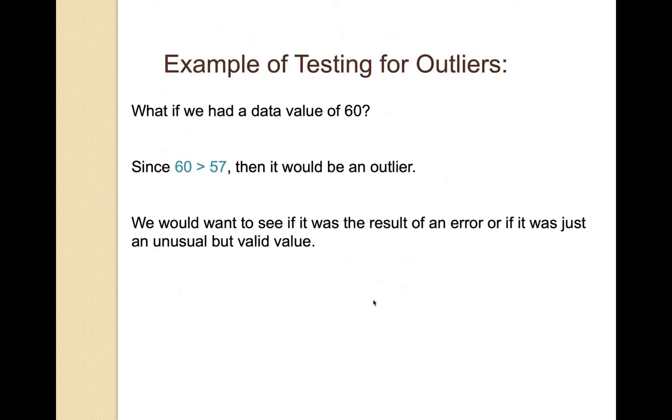But what if we had a data value of 60? Well, since 60 is greater than 57, then it would be an outlier. We would want to see if the result was an error or if it was just an unusual but valid value.